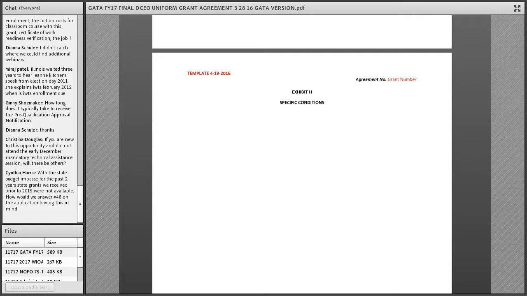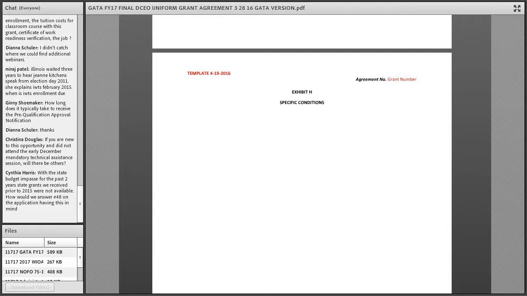Exhibit H is specific conditions, and these are the conditions that may apply after the risk assessment and merit review of your application, and these may include conditions that were part of the pre-award review.